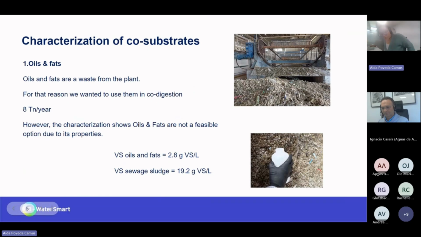And regarding the characterization of co-substrates, the oil and fats residue from the wastewater treatment plant was taken into account. This waste is obtained as a product of the degreasing of the inlet water pretreatment. Its management is complicated and expensive, which is why it was initially proposed as a co-substrate. However, characterization studies of this waste showed that they are not highly biodegradable, which makes them unsuitable for co-digestion.